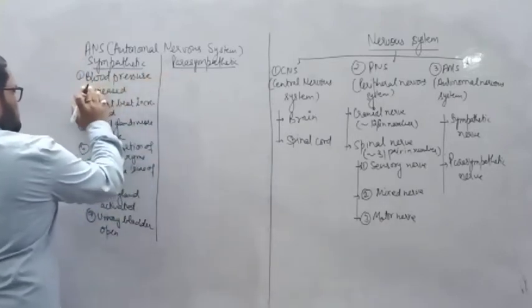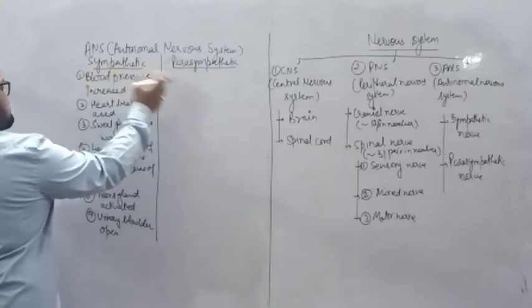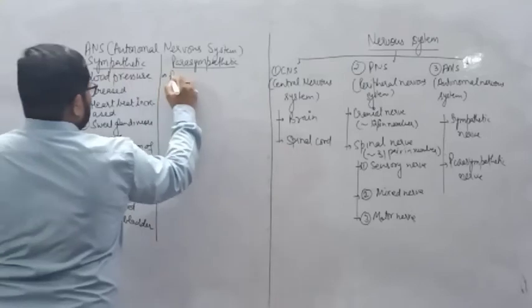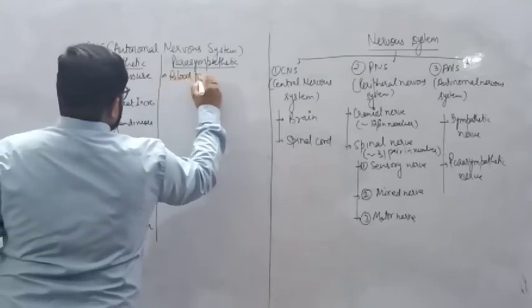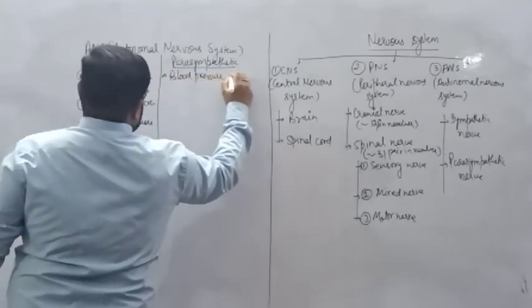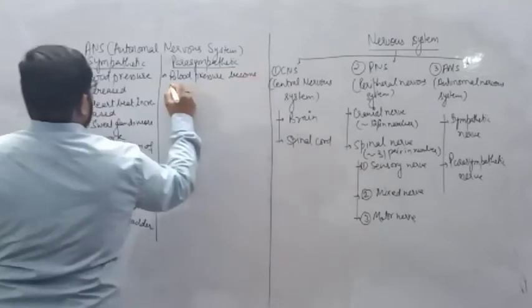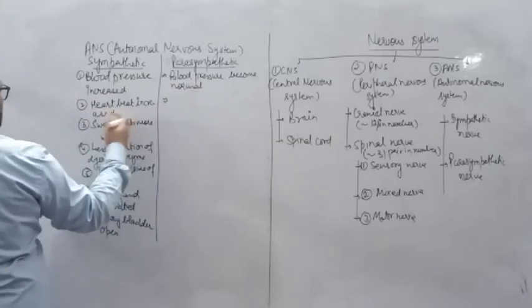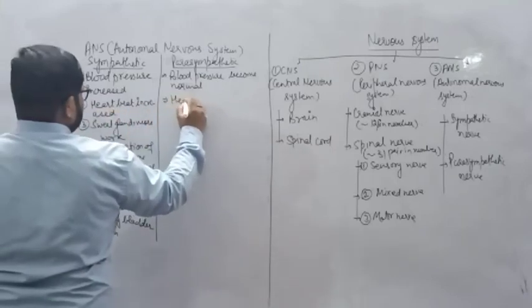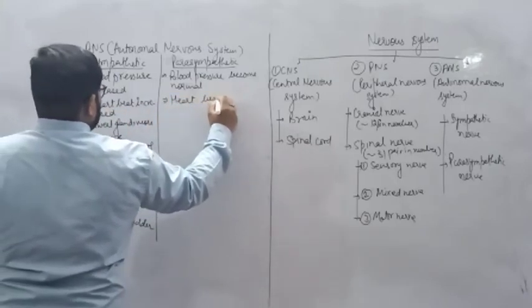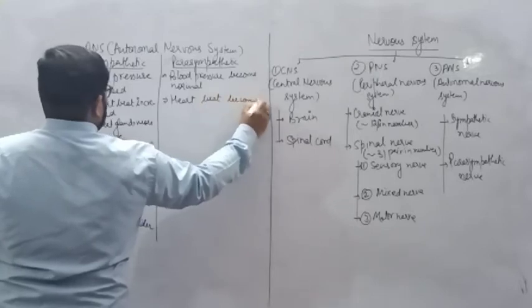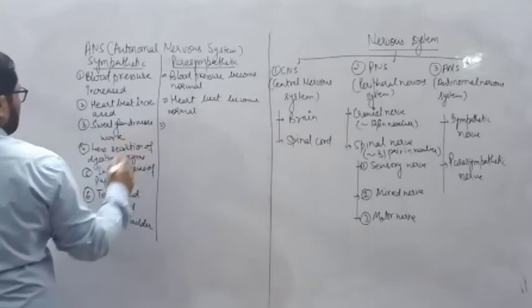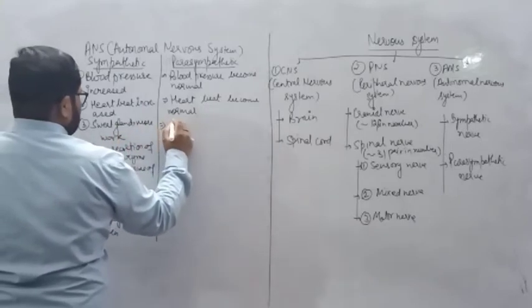Parasympathetic nerve does just the opposite work of the sympathetic nerve. It means blood pressure increases here, so blood pressure becomes normal. Second condition, heartbeat increases, heartbeat becomes normal. Third, sweat gland more work, less secretion of sweat.